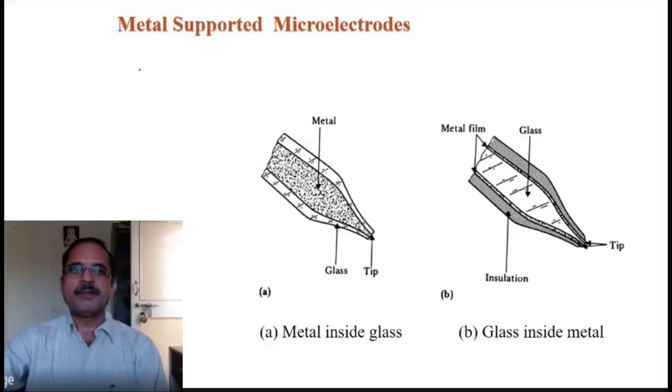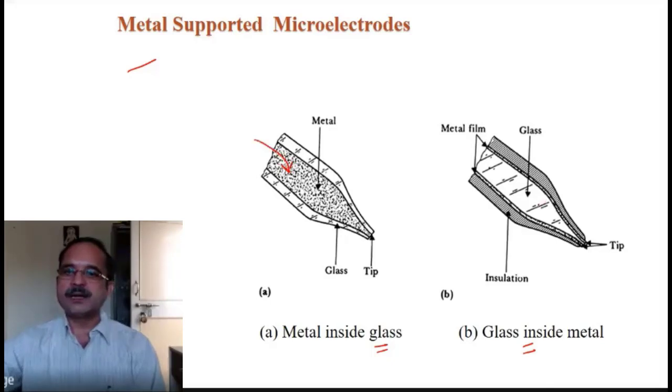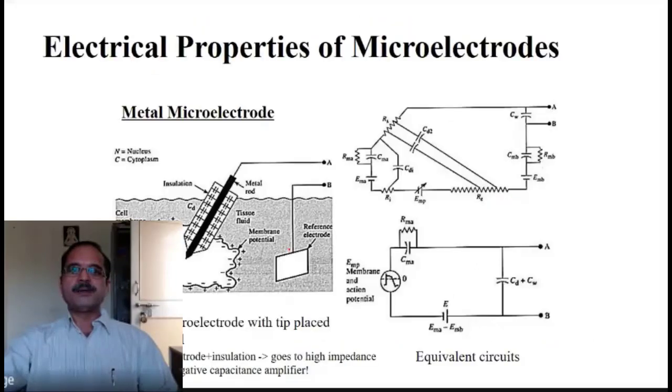These are metal supported microelectrodes: metal inside the glass, and in the other diagram it's glass inside the metal. So here there is a metal inside this glass, whereas in the second case there is a glass, and outside is the metal film. So the construction is different.